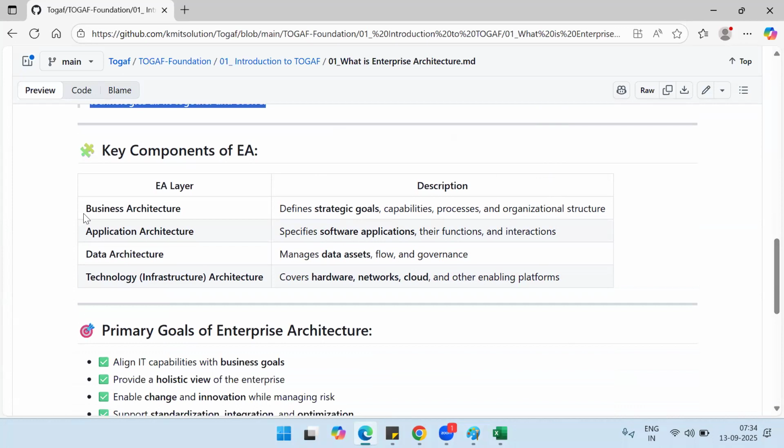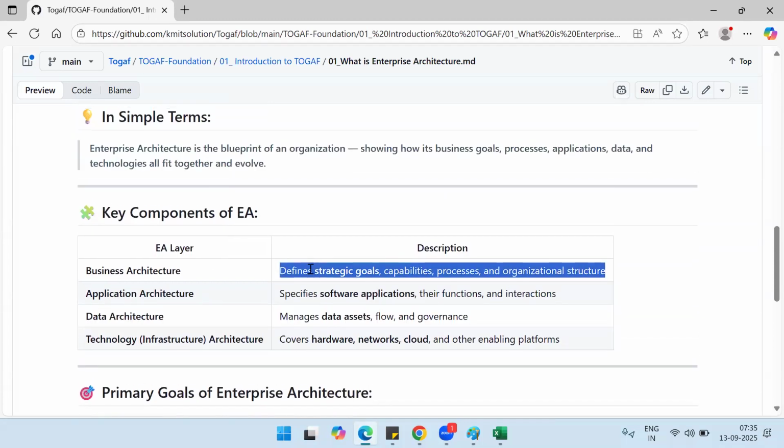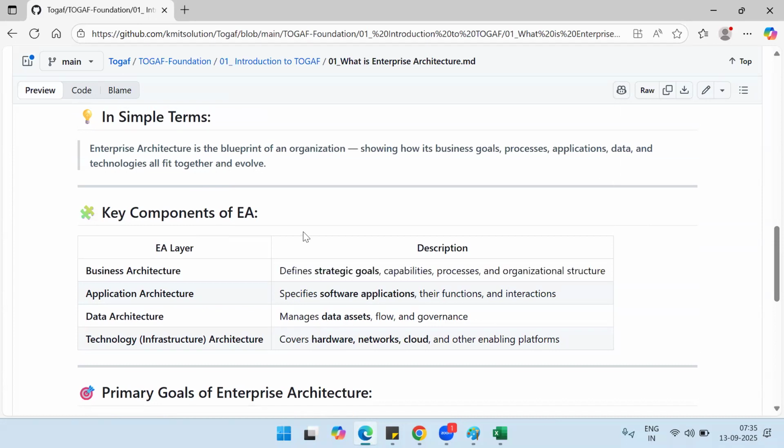So the key component is the business architecture. It defines the strategic goals, capabilities, processes, and organization structure, right? Application. Now we will talk about the different goals for the enterprise architecture.